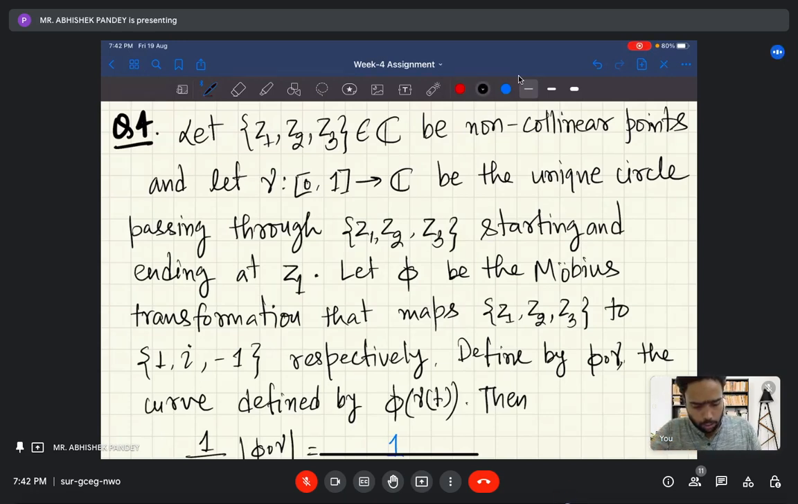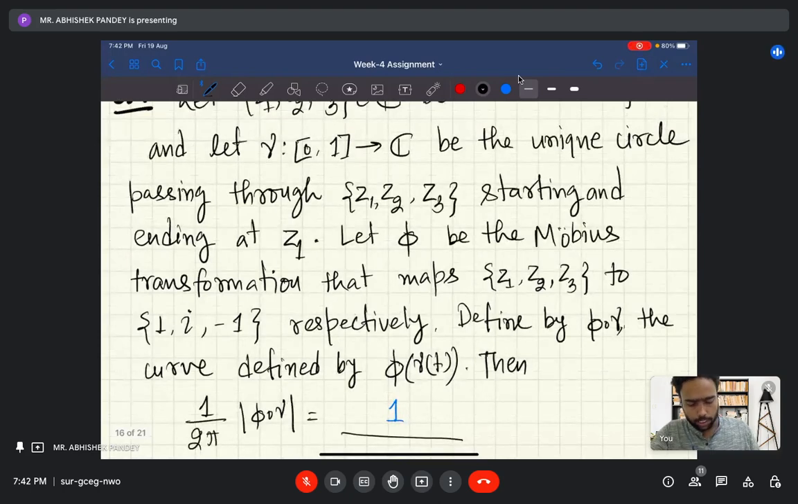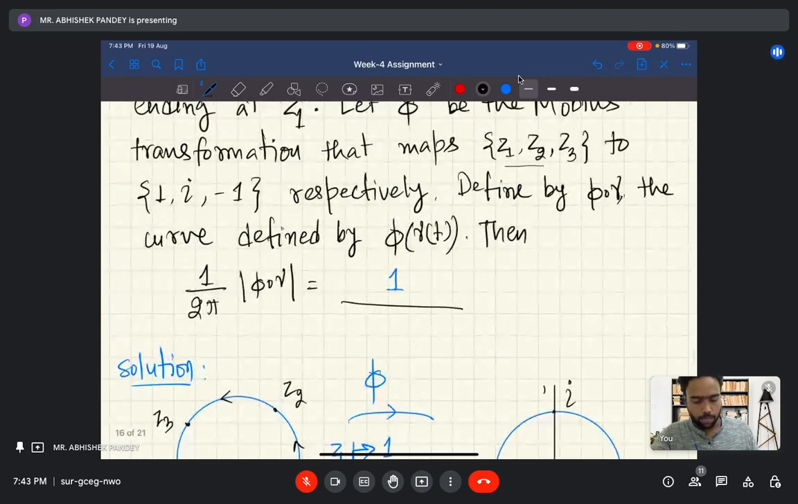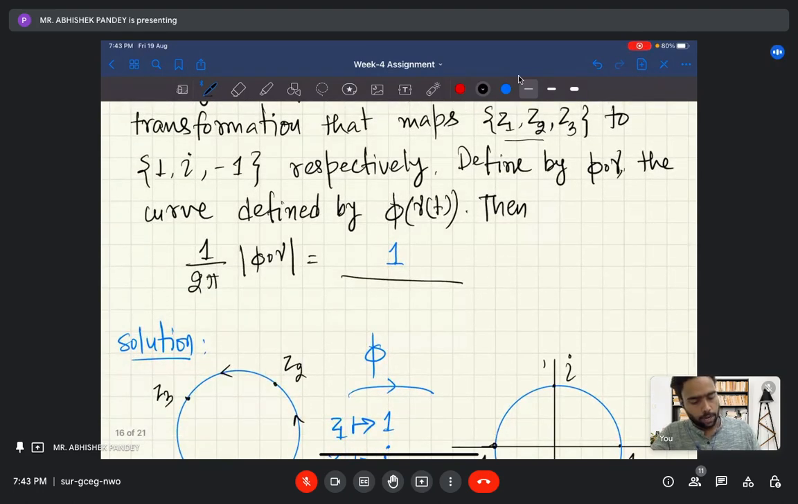So let Z1, Z2, Z3 belong to C be non-collinear points. And let gamma be the unique circle passing through Z1, Z2, Z3, starting and ending at Z1. Let phi be the Mobius transformation that maps these to 1, i, minus 1 respectively. So defined by phi o gamma, the curve defined by this, then what is the value of this? So 1 upon 2 pi, this is the length of the curve.